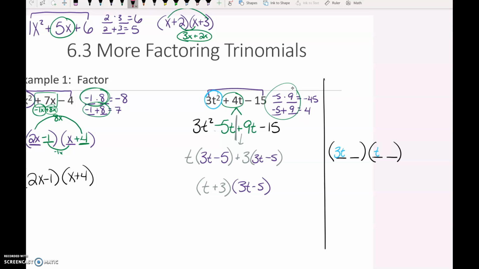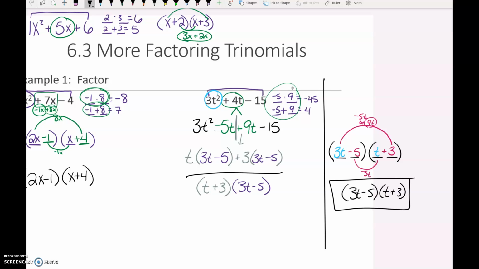I know that this has to give me either -5t or 9t. It's probably going to give me 9t since it's 3. 3t times 3, a positive 3, is 9t. Then this one has to give me the other one, so this one has to give me -5t. So that's going to be -5. My factored form is (3t - 5)(t + 3).